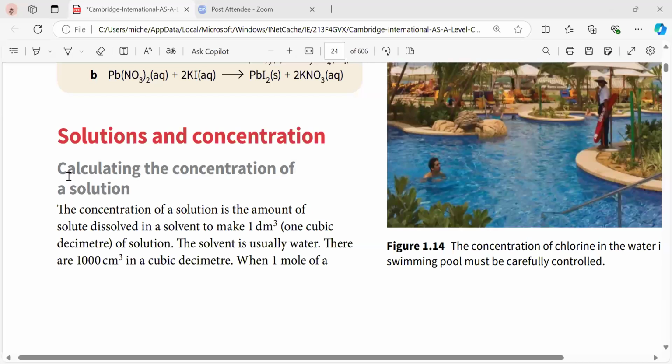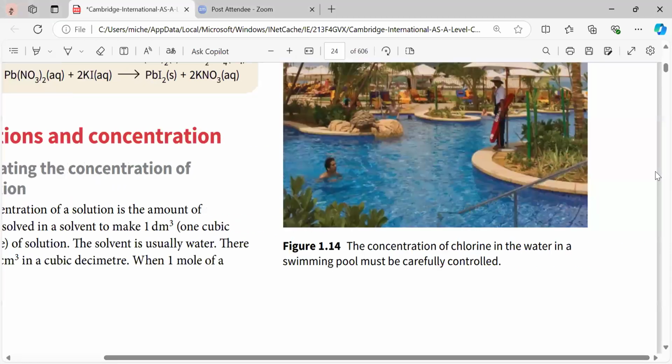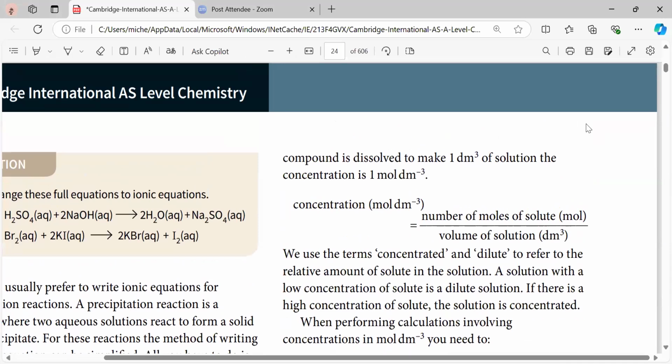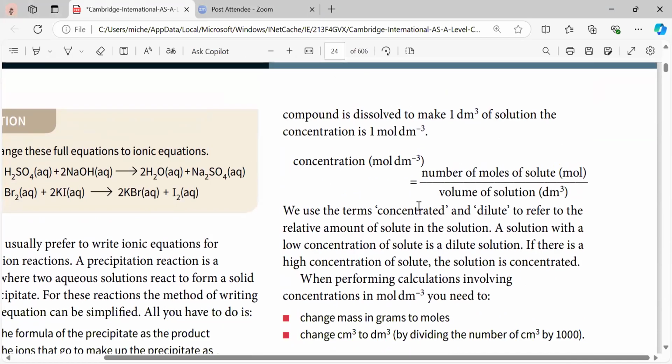The concentration of a solution is the amount of solute dissolved in solvent to make 1 cubic decimeter of solution. Solvent is usually water. There are 1,000 cubic centimeters in a cubic decimeter. When 1 mole of a compound is dissolved to make 1 dm³ of solution, the concentration is 1 mol dm⁻³. So this is the formula for concentration. This is the unit, and the formula is the number of moles of solute, in mol, divided by the volume of solution, in dm³.